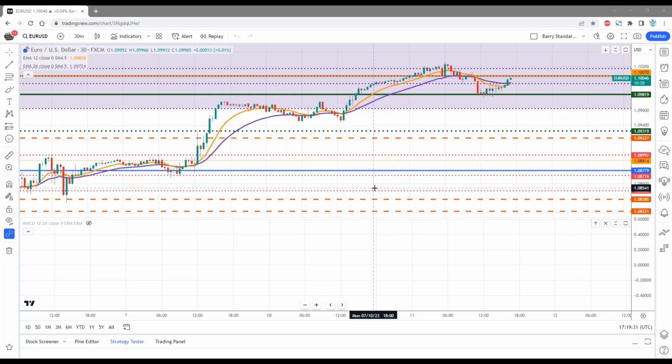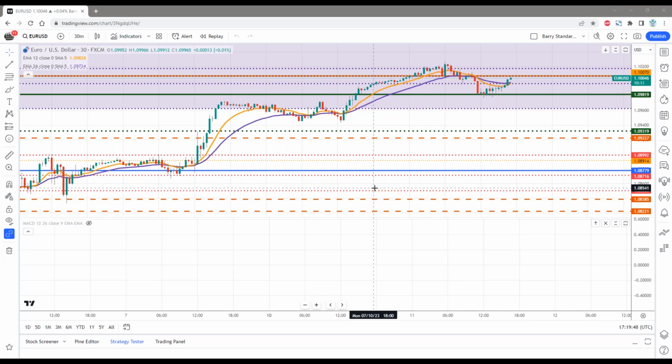Because every trader should have the support and resistance lines on their chart. And since they move forward because they're historical lines, I don't take them off my charts because it would take a lot of time to put them back on my charts.